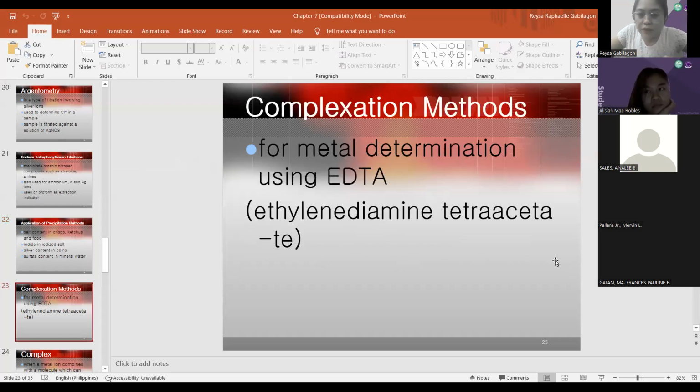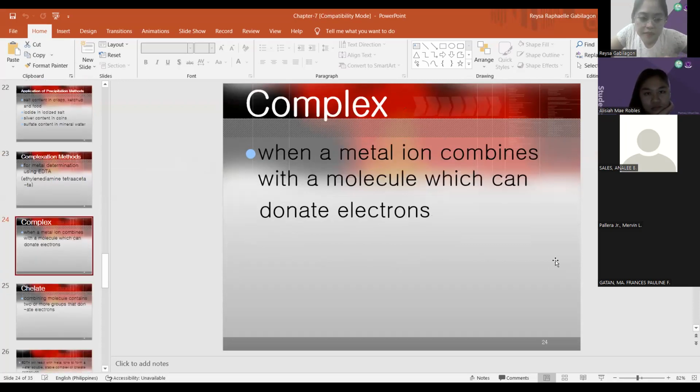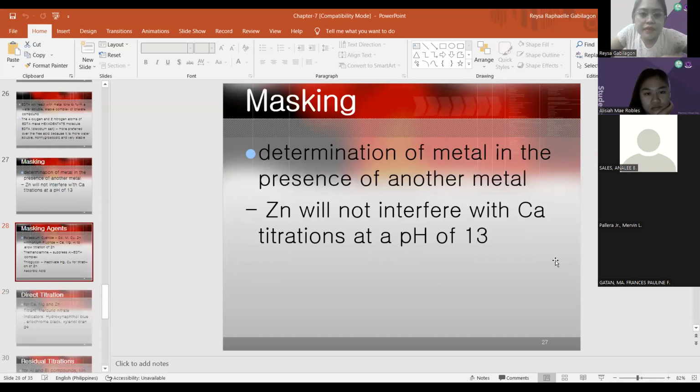We'll be discussing complexation methods. So complexation methods is almost similar to the precipitation methods. Iba lang yung concept niya. May kakaiba sa concept niya.